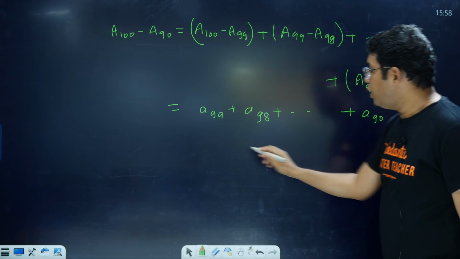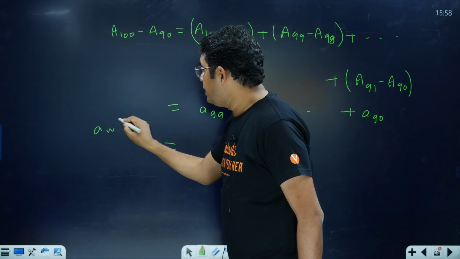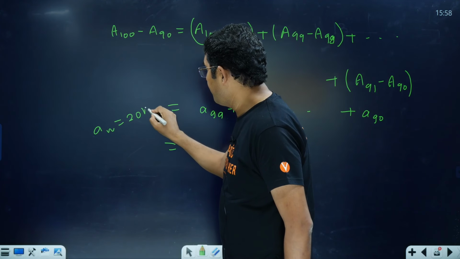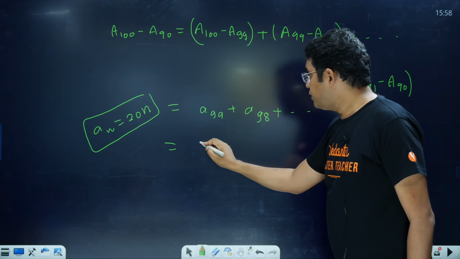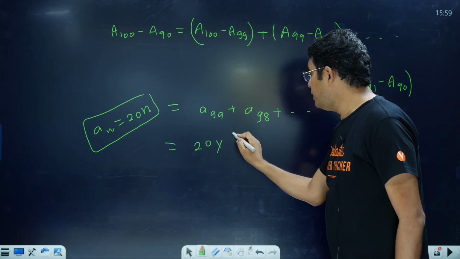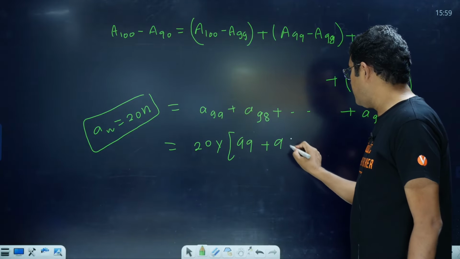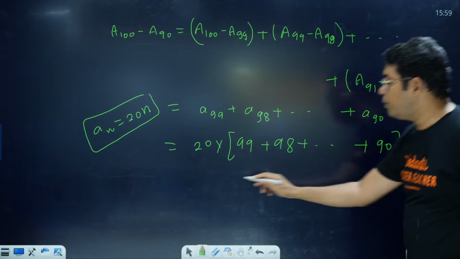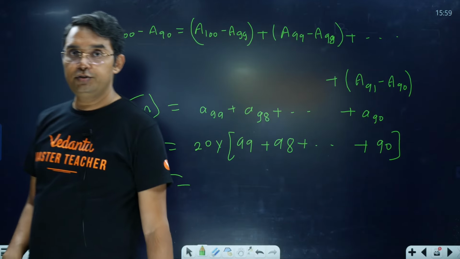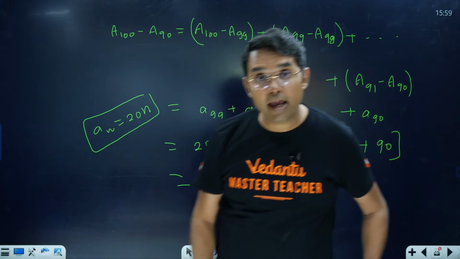Okay, and we know for AN, we solved in the previous slide, AN was coming out to be 20N. So I think all the values we know. This will be 20 into 99, this will be 20 into 98 and so on. This will be 20 into 90. I have taken 20 common, so you can now find the answer. Okay, you could have done it otherwise also. I am not denying that thing.